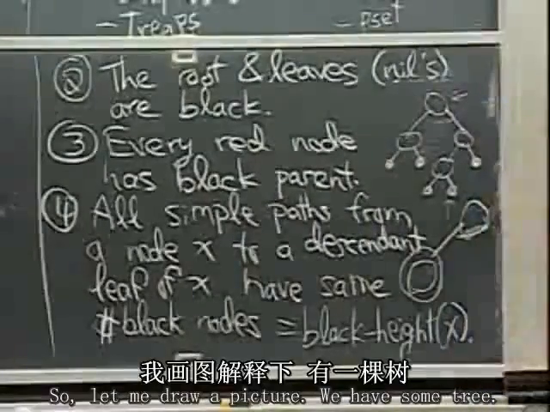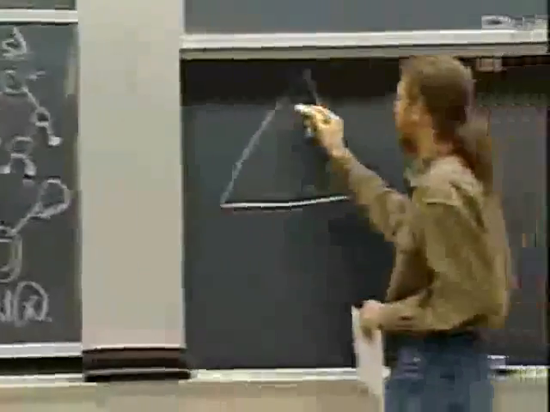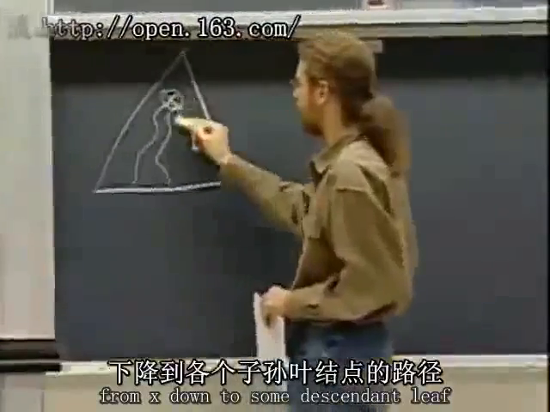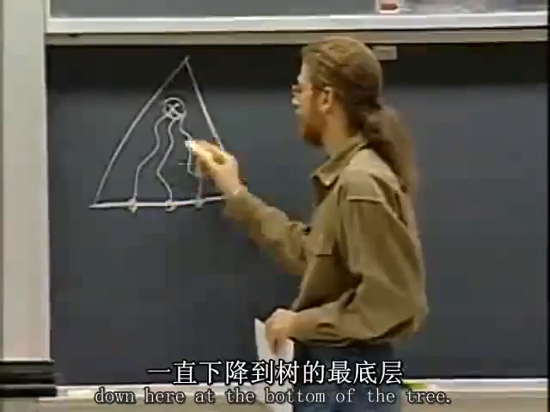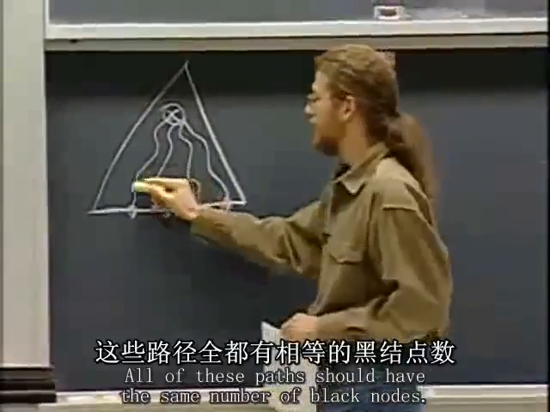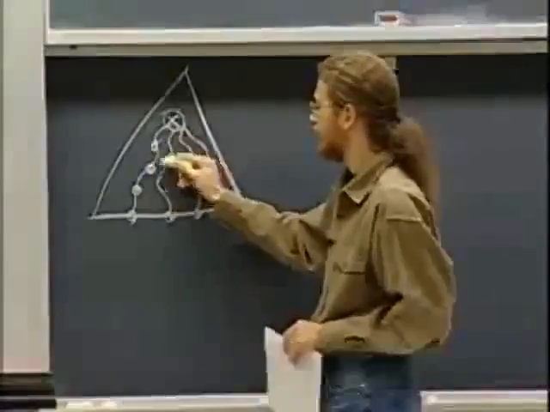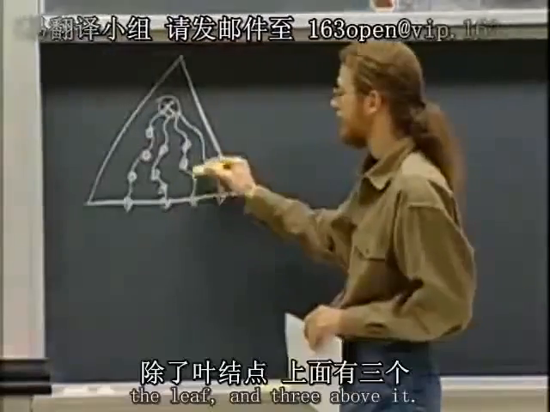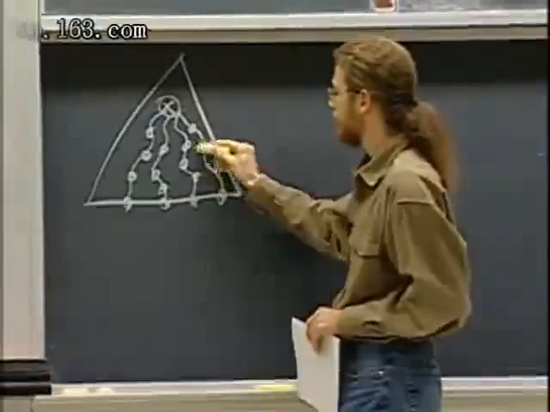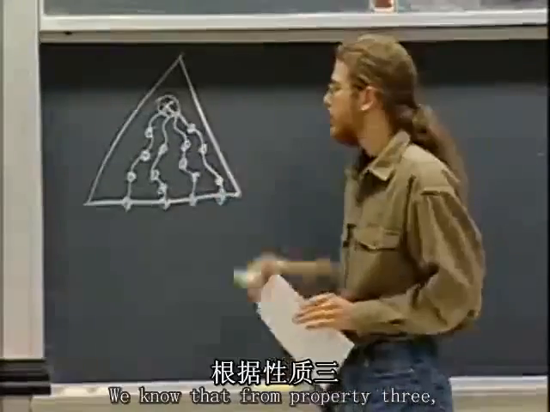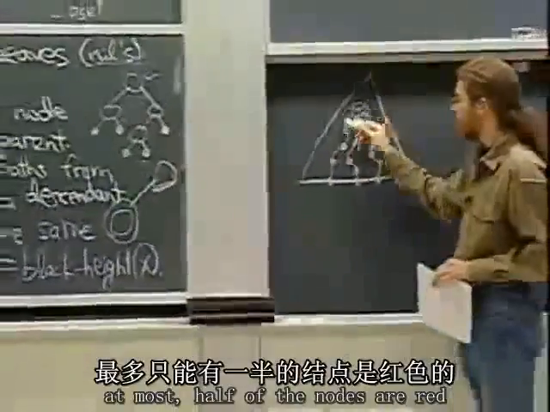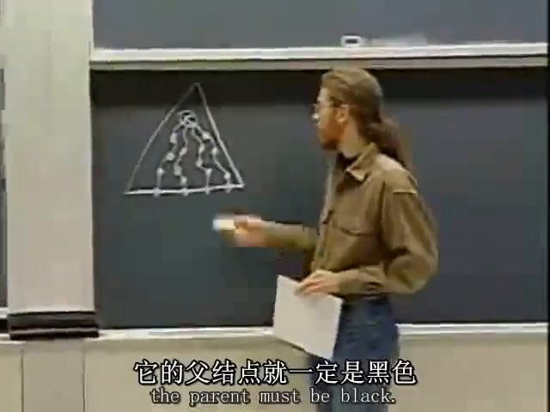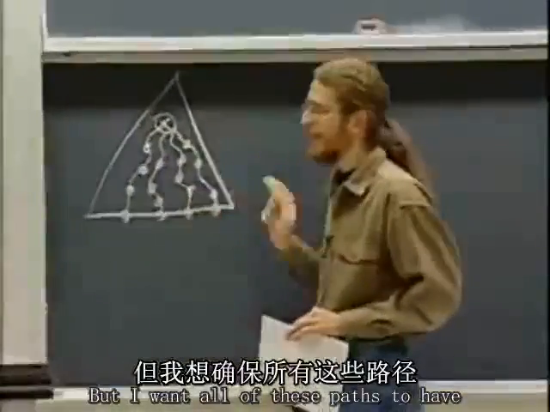So let me draw a picture. We have some tree. We have some node X in the tree. And I'm looking at all the paths from X down to some descendant leaf down here, the bottom of the tree. All of these paths should have the same number of black nodes. So here I'll draw that each one has 4 black nodes, the leaf, and 3 above it. We know that from property 3, at most half of the nodes are red, because whenever I have a red node, the parent must be black. But I want all of these paths to have exactly the same number of black nodes.